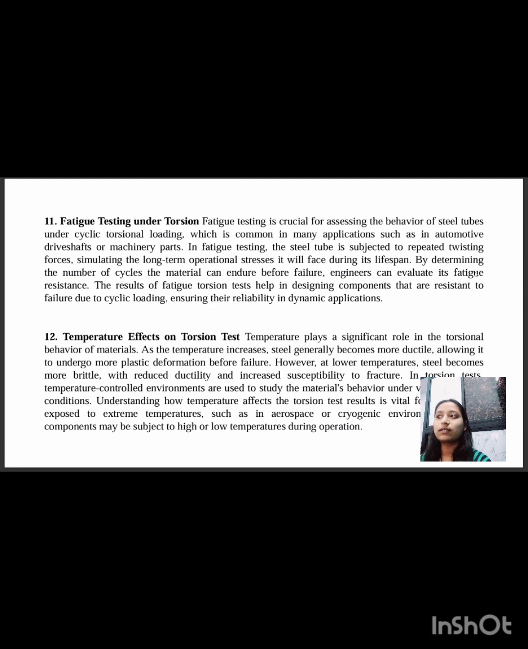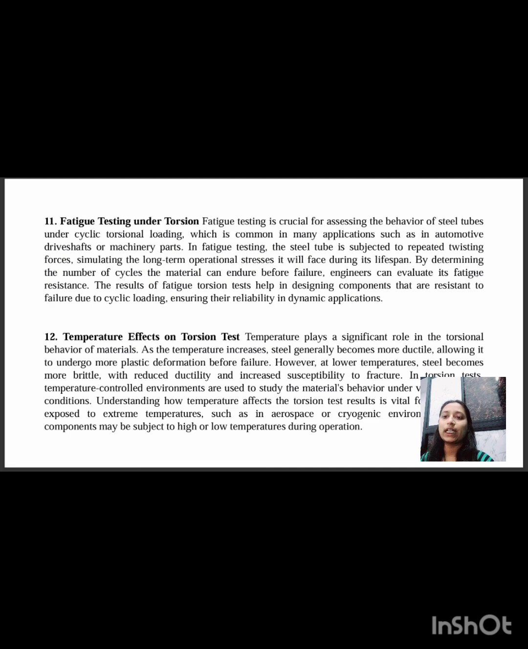In torsion tests, temperature-controlled environments are used to study the material's behavior under various thermal conditions. Understanding how temperature affects the torsion test results is vital for applications exposed to extreme temperatures, such as aerospace and cryogenic environments, where components may be subject to high or low temperatures during operations.